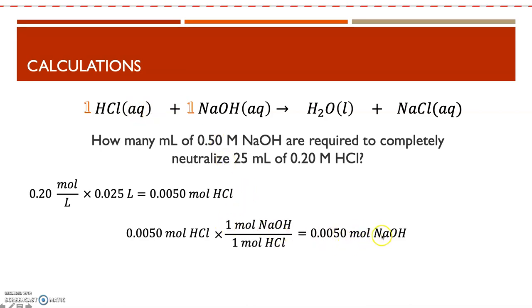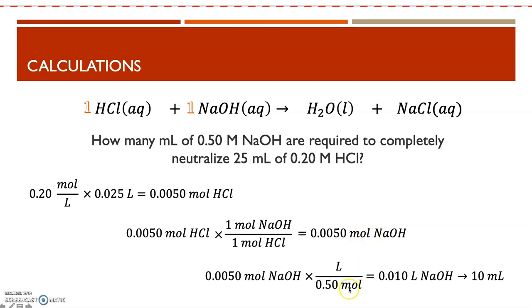And now that I have moles of NaOH, I need to find volume of NaOH. So I can use my molarity, which is moles per liter, in order to cancel moles and end up with liters. Essentially I'm dividing my moles by my molarity so that I can cancel moles and get to liters. So I would need 10 milliliters of this.